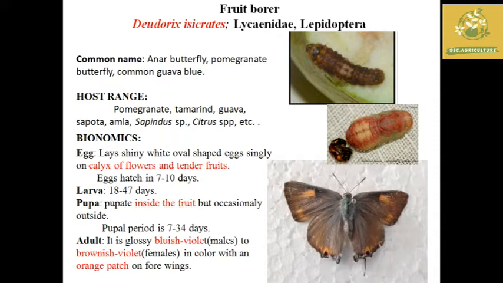While seeing about their characteristic nature, the egg is shiny, oval and white in color, and has an egg period of around 7 to 10 days. The larva has a period of around 18 to 47 days, and pupation takes place inside the fruit but occasionally outside, based on the conditions, and the pupal period is around 7 to 34 days based on the climatic changes. The adult has a glossy bluish violet color in the male and a brownish violet in the female, with an orange patch on the forewings. This is the picture of the fruit borer of pomegranate.